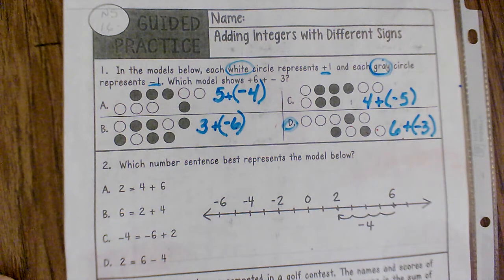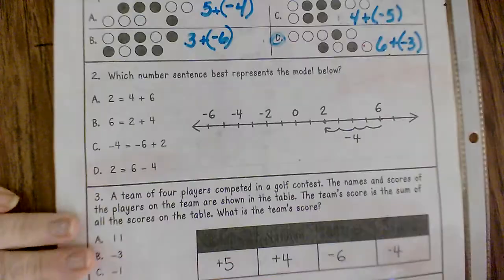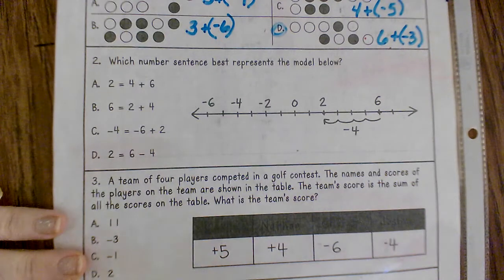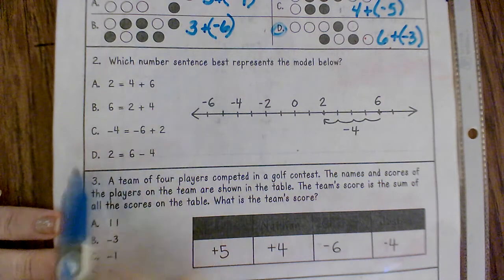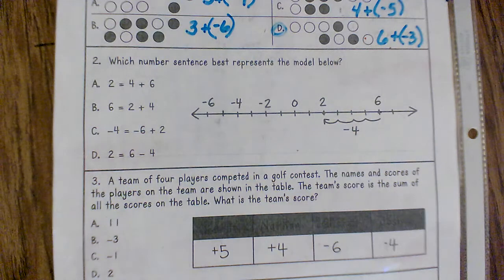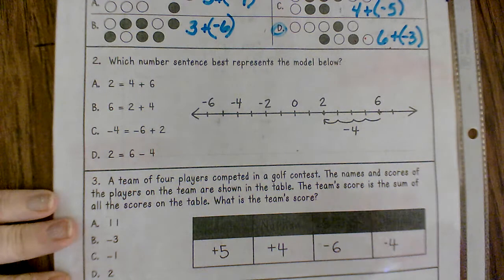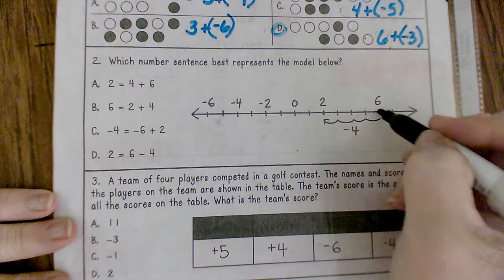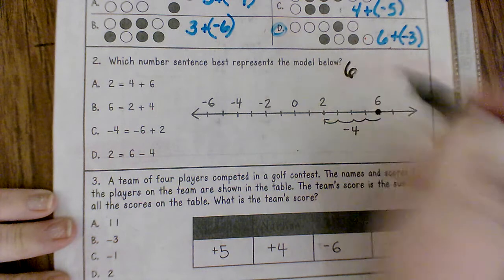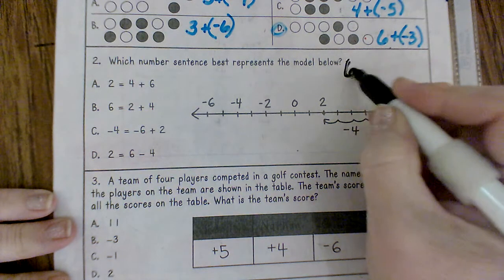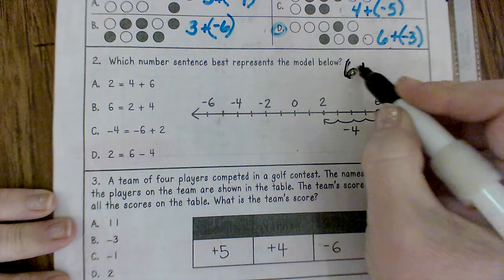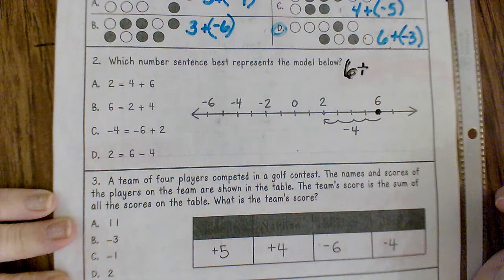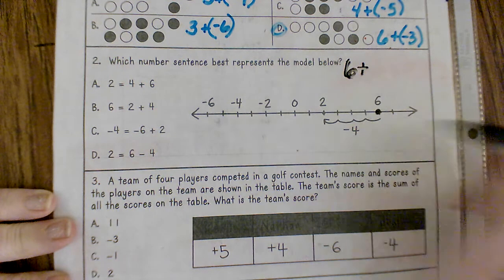Let's move on to look at it on a number line, and let's see which of these problems matches this number line problem. Well, let's look at it. Where are we starting? What number do we start on? Thank you, 6. So we know we've got a 6, and it's positive. So we've got a positive 6. And now we're adding a positive or negative number. Are we going to the right?